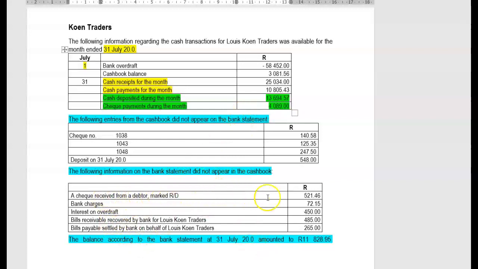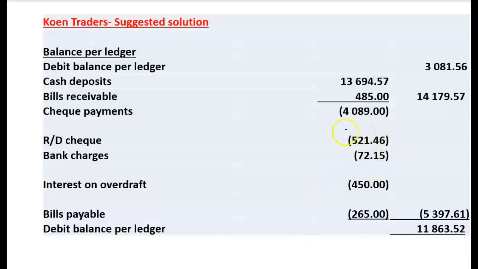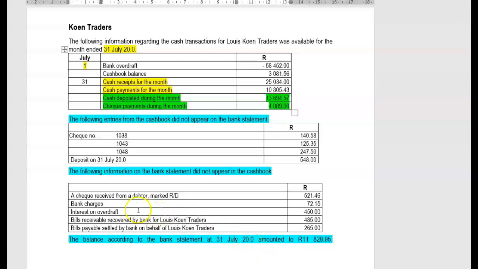The check received from a debtor marked RD. So the check, there was not sufficient funds in the bank account of the debtor, therefore it didn't go through his bank account. When we deposited that check initially, we debited our bank account, so it increased our bank account. We recorded it as a receipt, but that receipt never realized. So now we have to take it out of our bank account. So we're going to credit our bank account with a 52146 RD check, and we're going to debit the debtor's account once more with that amount.